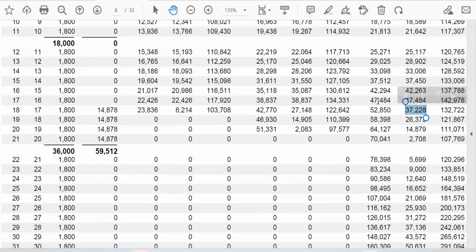Let's go a little bit up. You see, when the child was 17, right here, the child had $47,000 and he could pull out $47,000. See that? Now, but the dad didn't want that.